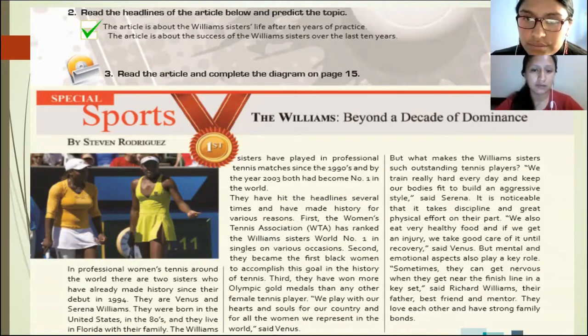As you said before, I only focus on the title, and the title said "the Williams beyond a decade of dominance." For this reason, I choose this option because it talks about the past, maybe. Yes, it is okay. Also, we have to be careful when reading because there are some keywords.